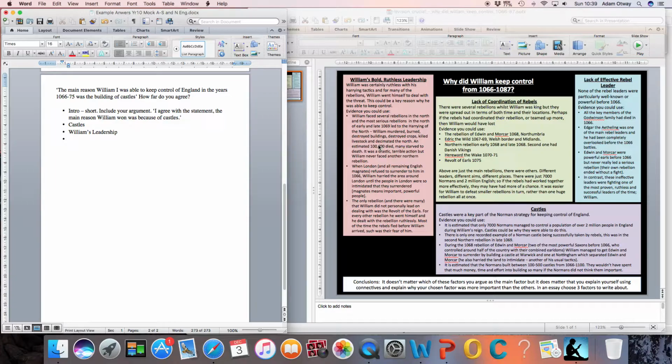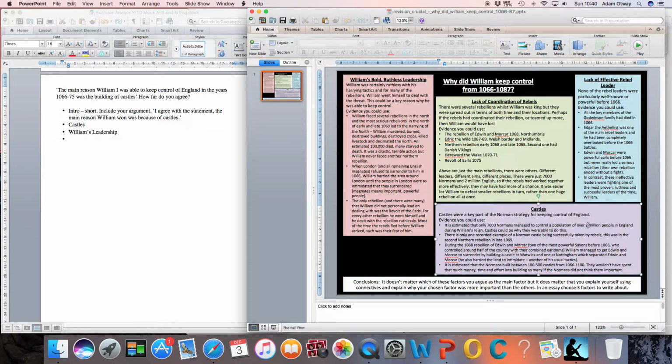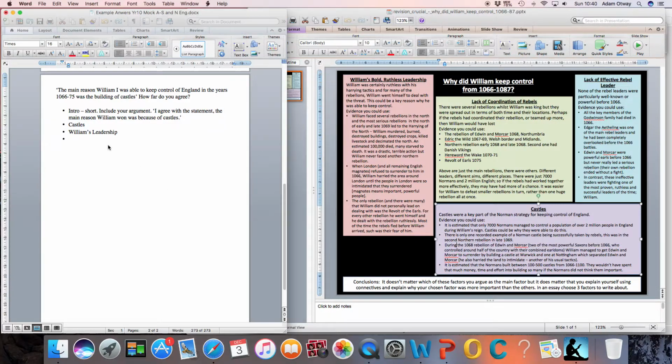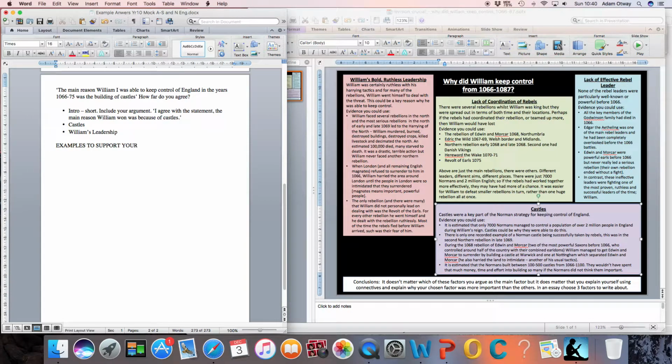We've got harrying tactics, we've got examples, we've got statistics. For his castles bit, it's estimated 7,000 Normans managed to control 2 million people. Castles could be why they're able to do this. We've got examples of rebellions. This is what a lot of you are missing. Examples. So I'm going to put that on here. Examples to support your points. When were castles important? You've got to give named rebellions.